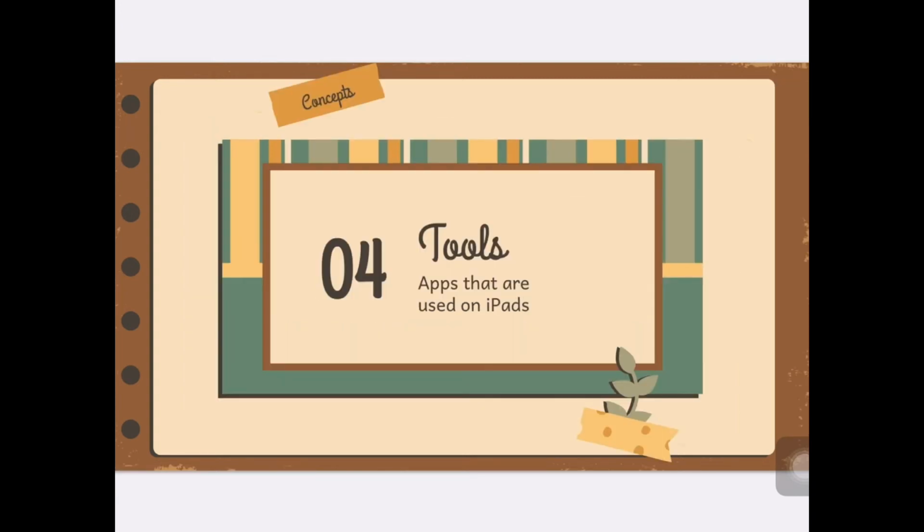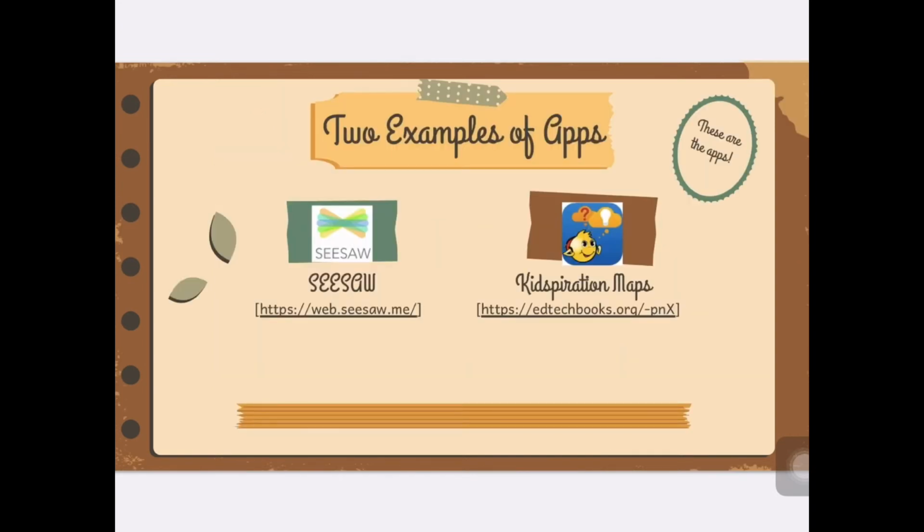Part 4, the tools. Apps that are used on iPads today that we will be talking about in the chapter. There are 2 examples of these apps. First one is called Seesaw, and the second one is called Kidspiration Maps. Let's see what Seesaw is.